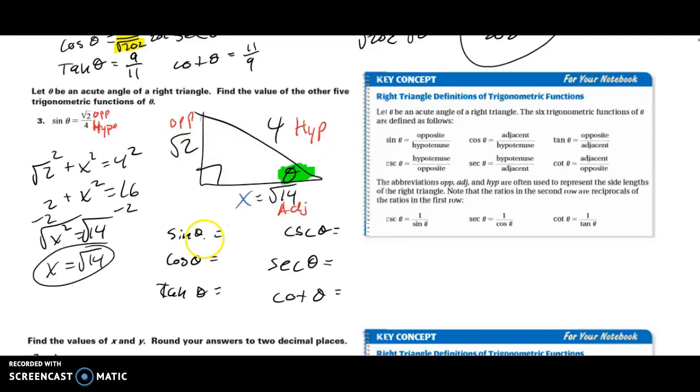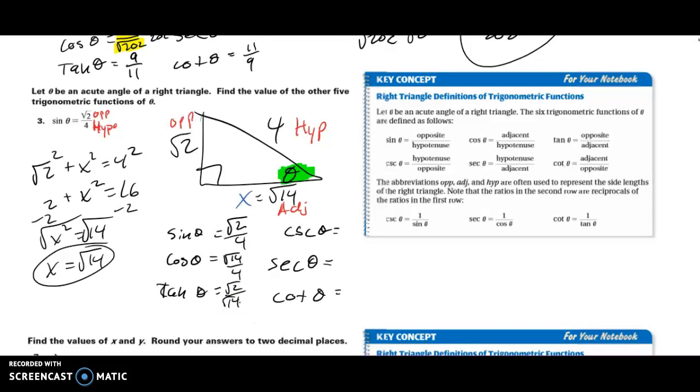So now we're going to write the answers. So sine is opposite over hypotenuse. It's already written for us. It's root 2 over 4. Then cosine is adjacent over hypotenuse. Adjacent is root 14. So we have root 14 over 4. And then tangent is opposite over adjacent. So that's root 2 over root 14.